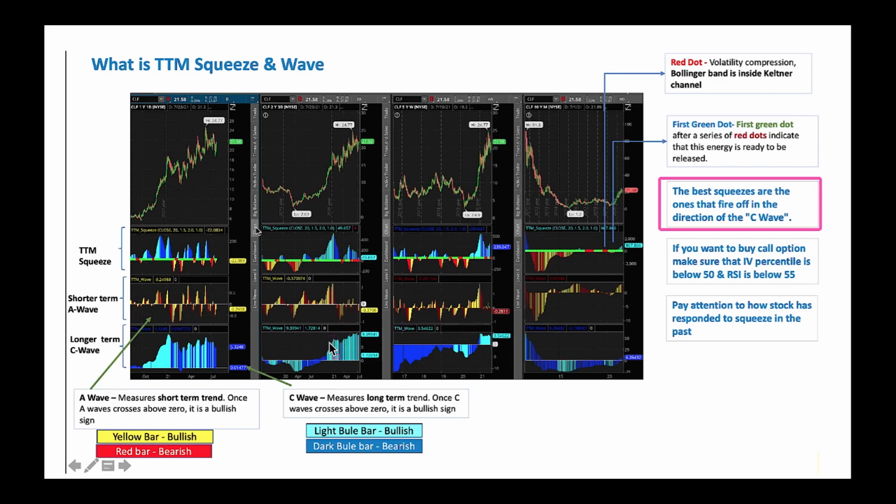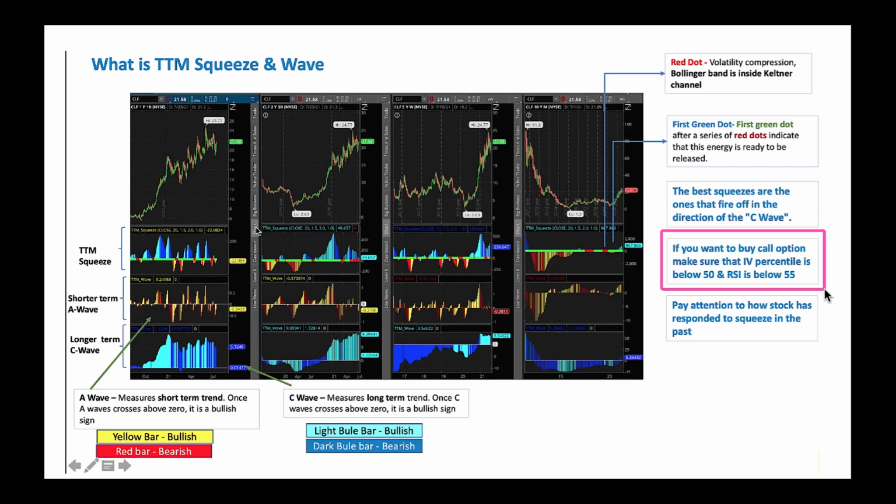You got C wave above zero. That tells you this squeeze can fire on the higher side. That's happening right here. And if it is going to fire on the higher side, you can buy a call option and make sure IV percentile is below 50.